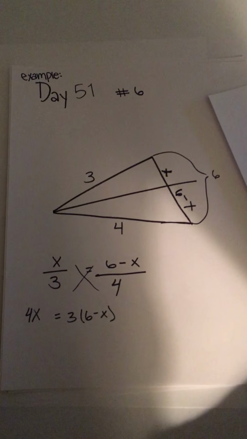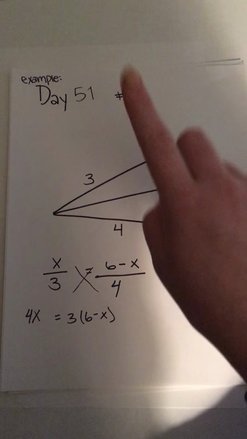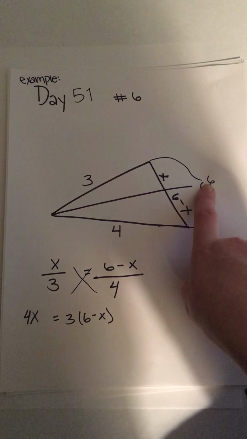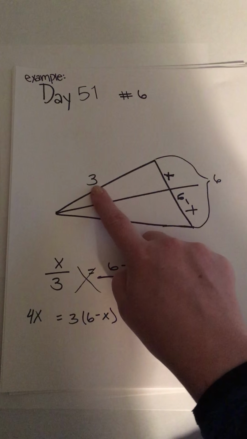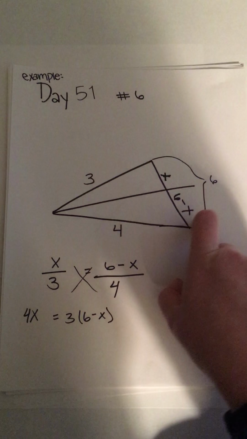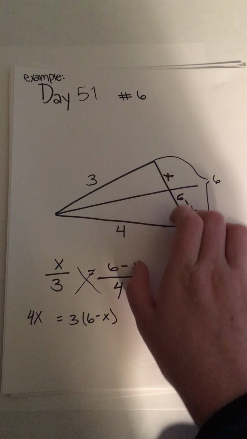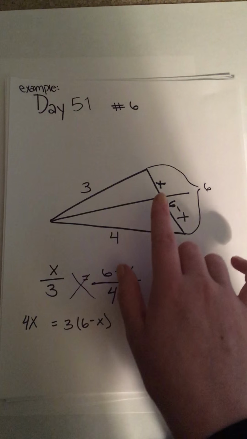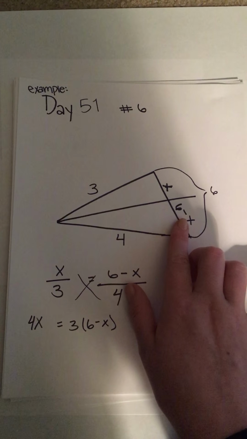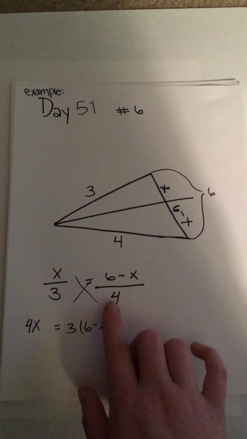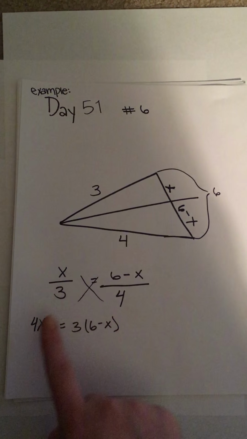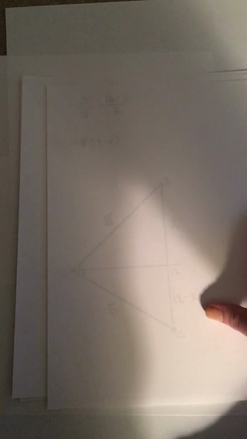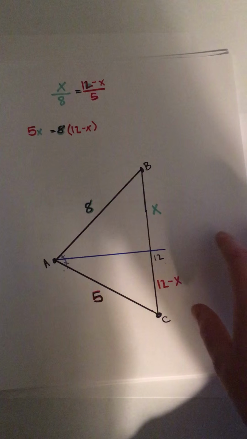An in-class problem example that we did was on day 51, problem number 6. We were presented with a triangle, the angle bisector line here, this side length 3, this 4, and this 6. To set up the ratios for this, you put x and 6 minus x, and then x over 3 is the same as 6 minus x over 4. So you set them up and solve algebraically.